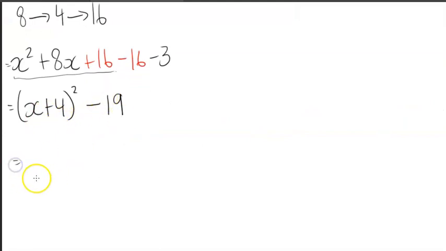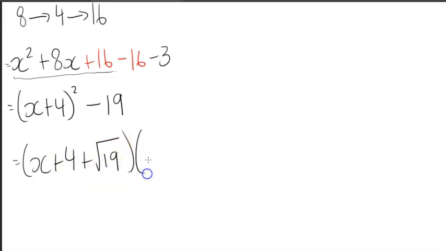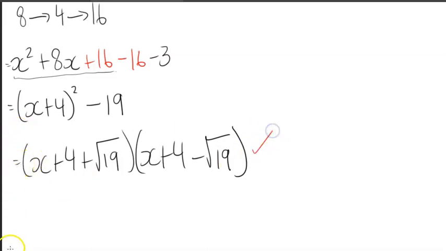because that's not perfect. In this case, this will be (x plus 4 plus the square root of 19) and (x plus 4 minus the square root of 19). The square root of 19 cannot be simplified any further, seeing as 19 is a prime number, so this is the final format of the question.